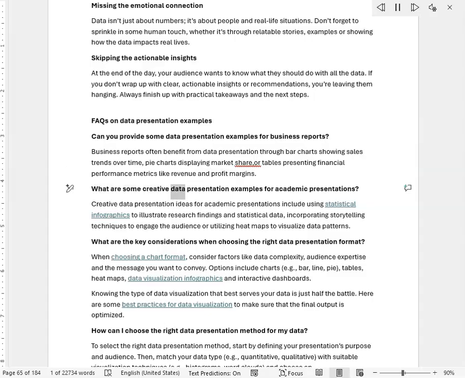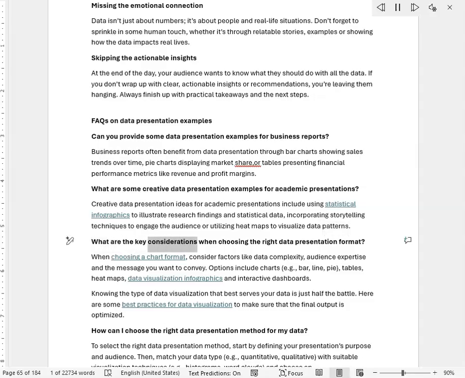What are some creative data presentation examples for academic presentations? Creative data presentation ideas for academic presentations include using statistical infographics to illustrate research findings and statistical data, incorporating storytelling techniques to engage the audience, or utilizing heat maps to visualize data patterns.